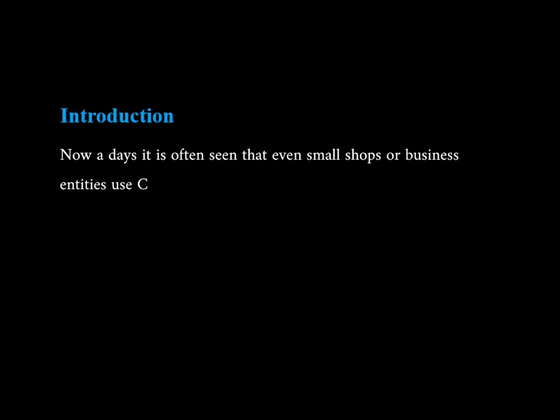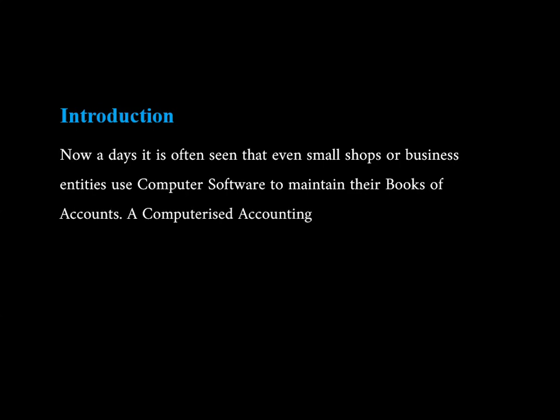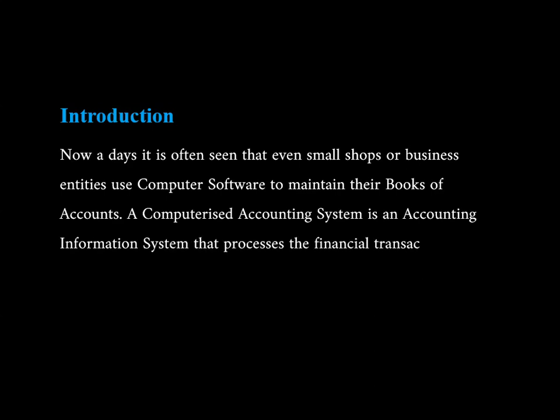Nowadays it's often seen that even a small shop or business entity uses computer software to maintain their books of account. A computerized accounting system is an accounting information system that processes financial transactions as per generally accepted accounting principles, that is called GAAP, to produce reports as per user requirements. Modern computerized accounting systems are based on the concept of database.